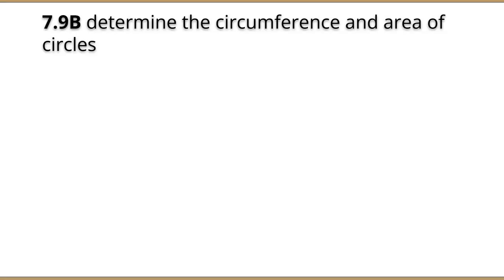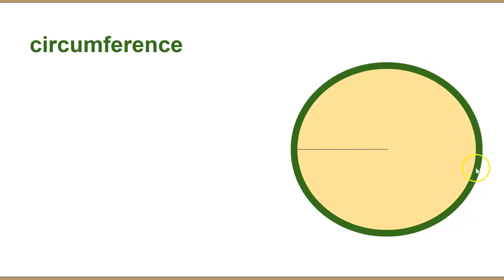Going to look at determining the circumference and area of circles. This is new this year in our 7th grade. In order to find circumference and area of circles, we need to know a little bit about circles to begin with. So first, we need to know what circumference is. So circumference is the distance around the circle.